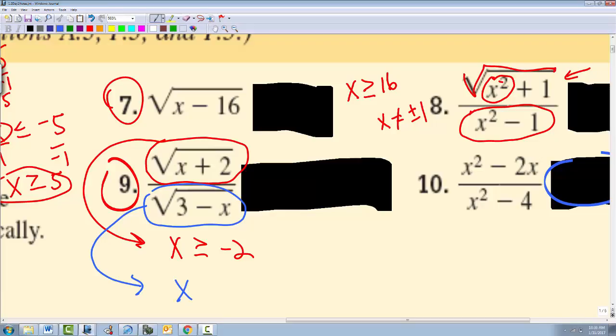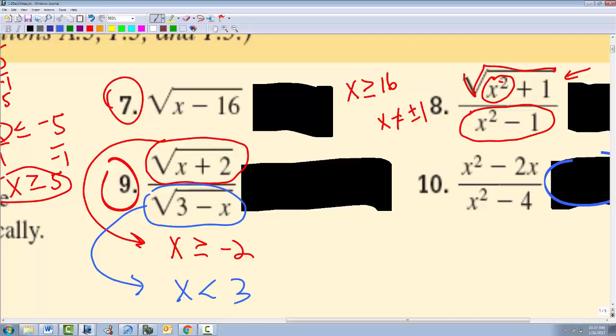So is it less than or greater than? Less than and less than who? 3. Don't say 2. Some people like to say 2. They skip all the numbers. Can I plug in 2.999999? Yes, 3 minus 2.999 is a positive decimal. Square root that positive decimal. You got a number. You have an output value.